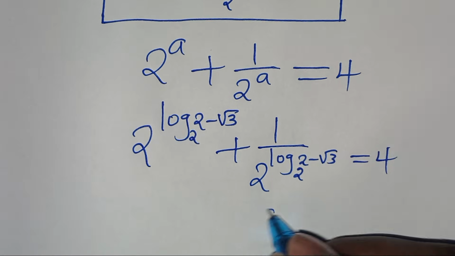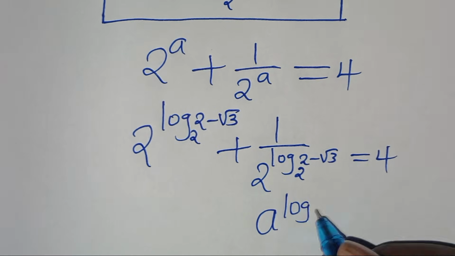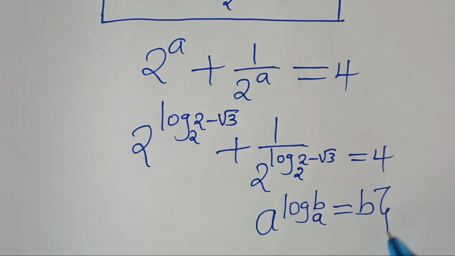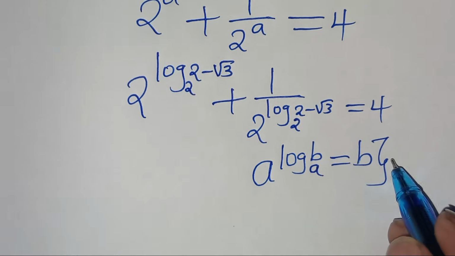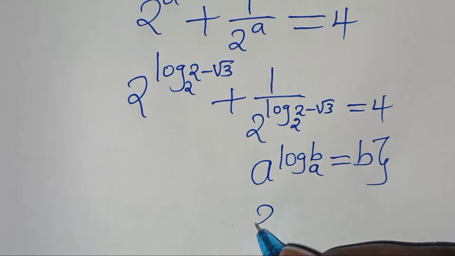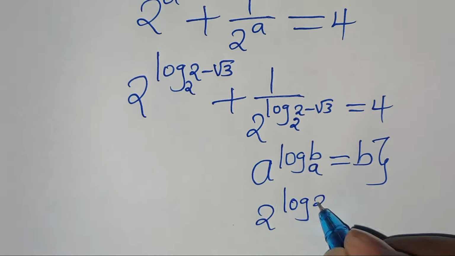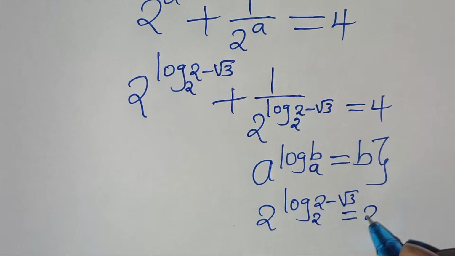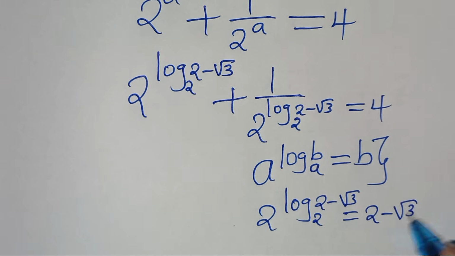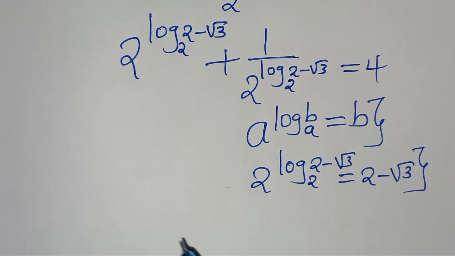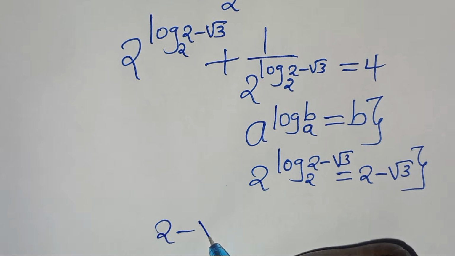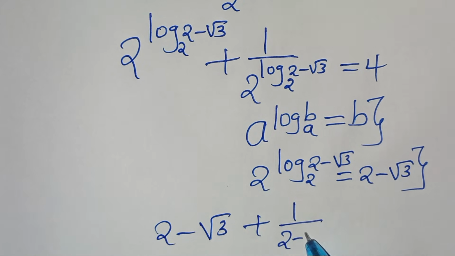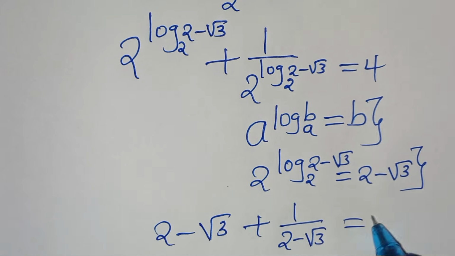Now this is in the form of a to the power of log b to the base a. This should give us a value of b. So applying this property, then we have 2 to the power of log 2 minus square root of 3 to base 2. This should give us a value of 2 minus square root of 3. Now, here we have 2 minus square root of 3 plus 1 over 2 minus square root of 3. This is equal to 4.